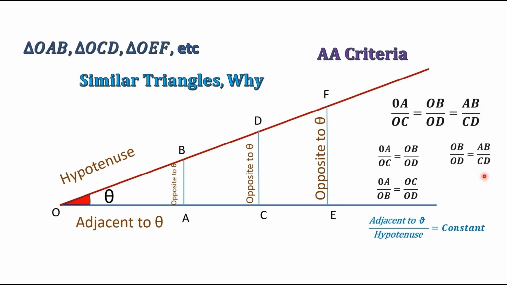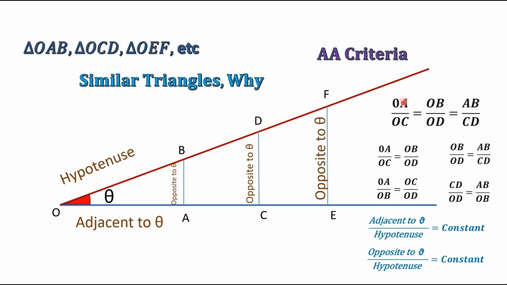I will just exchange sides from the same triangle. That is, here I get CD by OD equal to AB by OB, isn't it? Okay, what is CD here? CD is the opposite to theta, right? So opposite to theta by hypotenuse is also a constant.